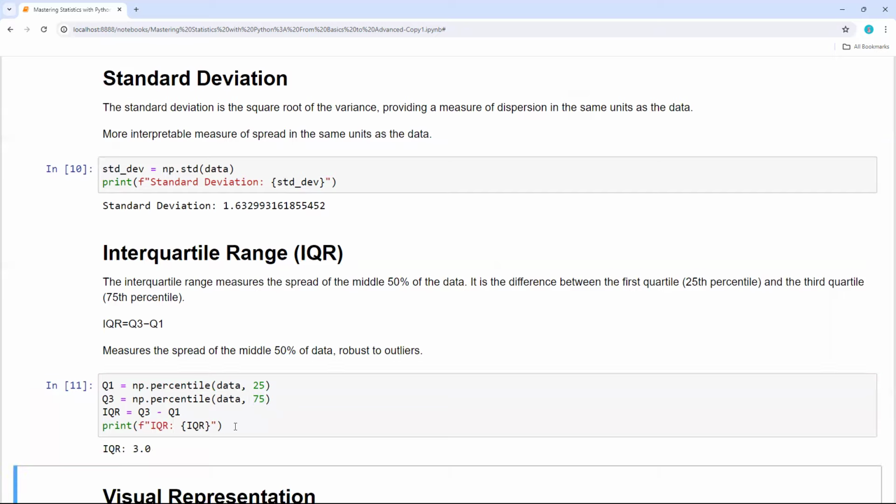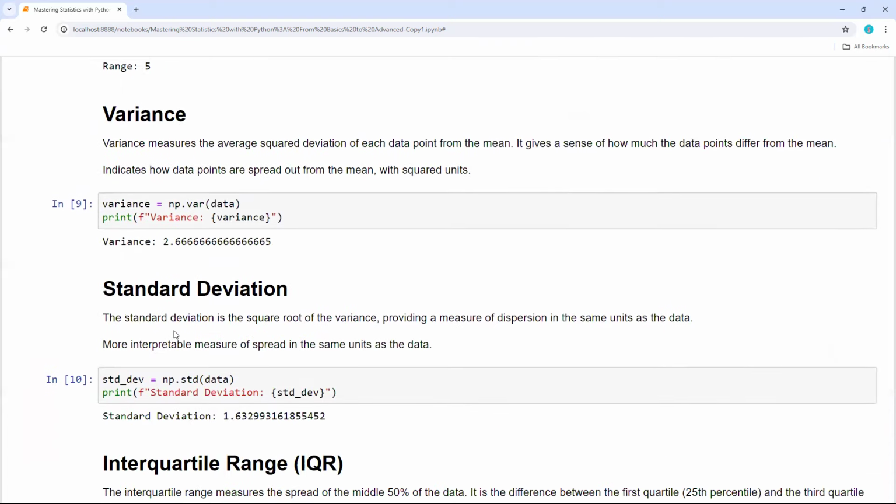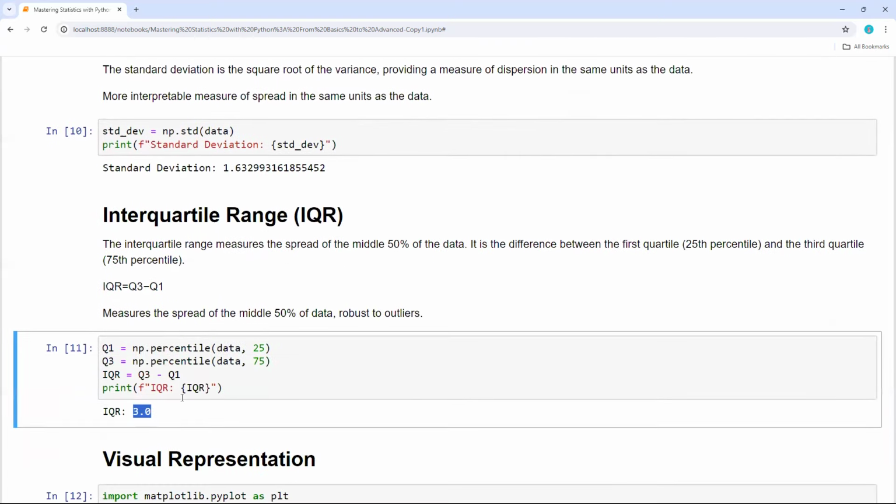So if I run this code, then I'll be able to get 3. So for this above data 1 2 2 3 4 5 5 5 6, the interquartile range is 3.